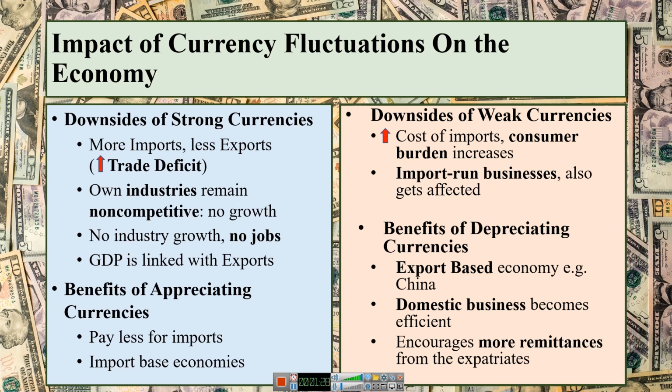Besides industry growth, GDP is linked with exports, or rather the net exports, that is exports minus imports. So when you are doing more imports than exports, the net export amount will be negative, and this negative value will affect your GDP because net exports are a part of your GDP.